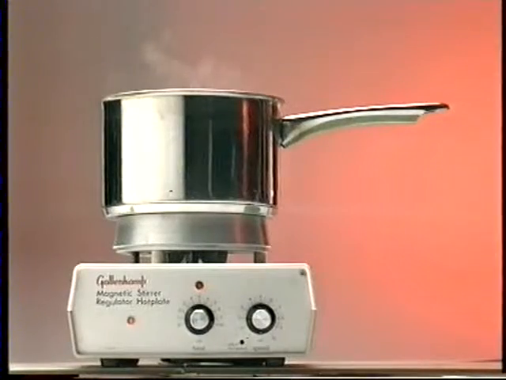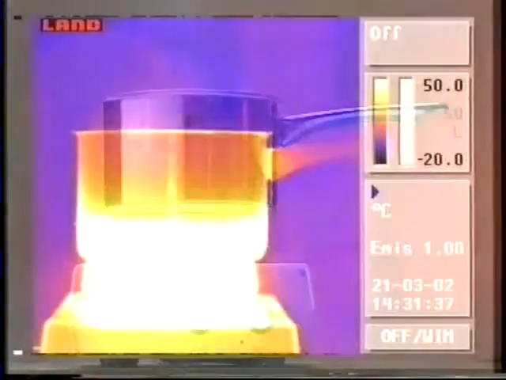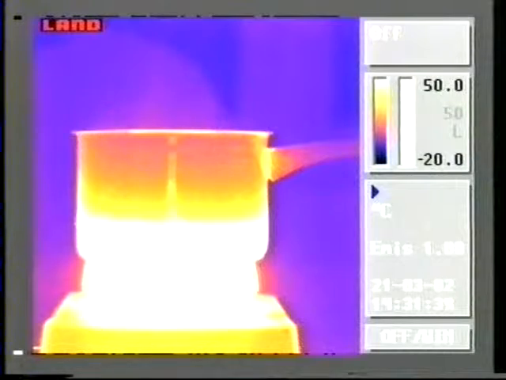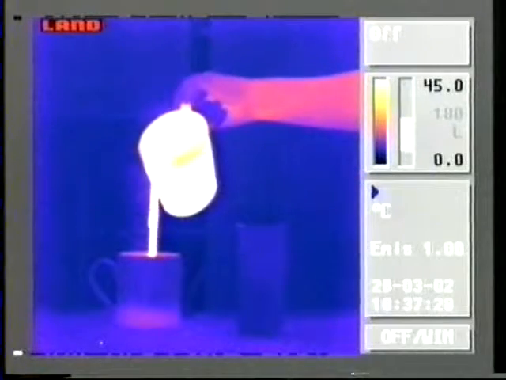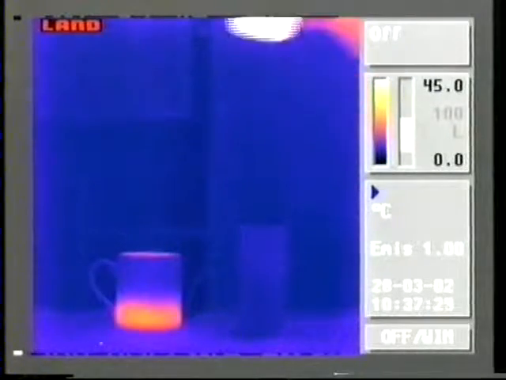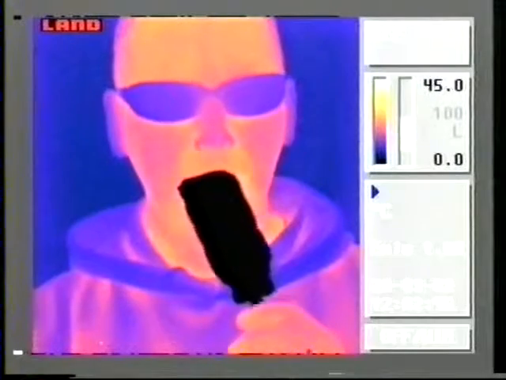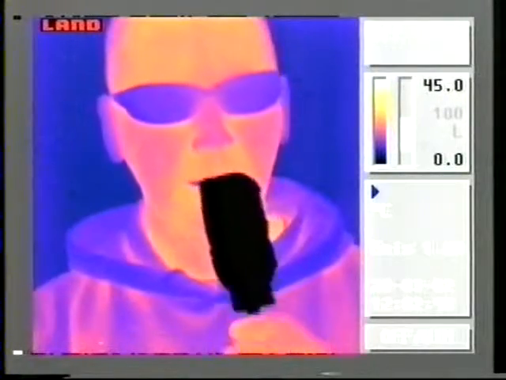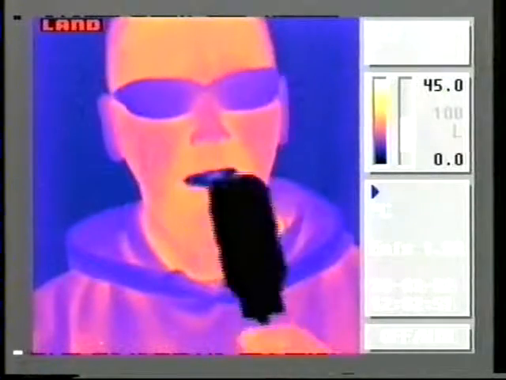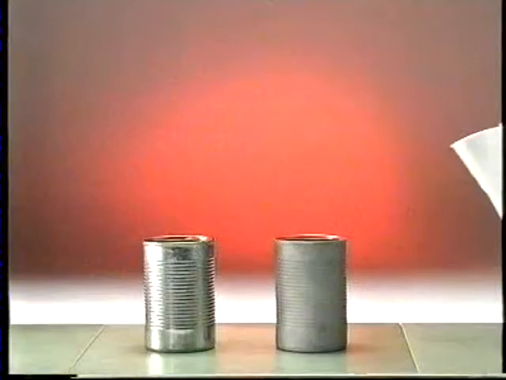Everything around us takes up energy from radiation and also gives out energy as radiation. Remember, the thermal imaging camera records the infrared energy reaching it, not visible light. Different objects give out different amounts of radiation, depending on their temperature. Hot objects give out more than cold objects. But does the amount of radiation emitted depend on an object's surface?